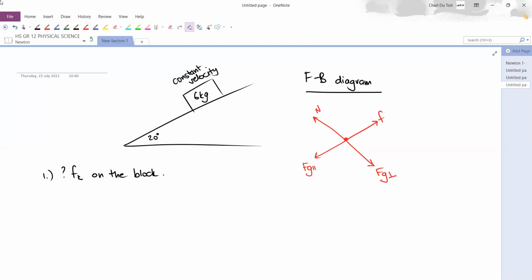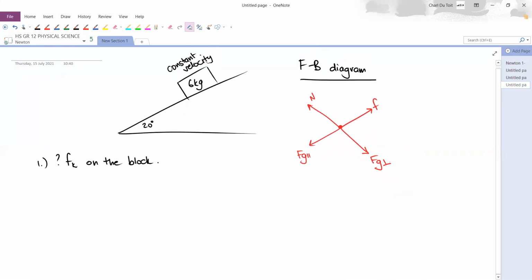I just realized that I didn't have the value for the kinetic friction. Yes. Okay, so what method are you going to do?